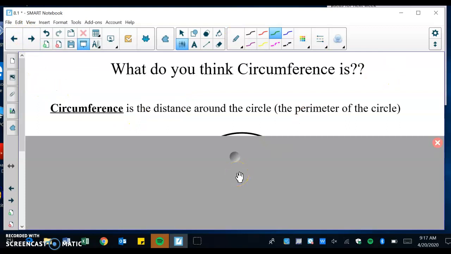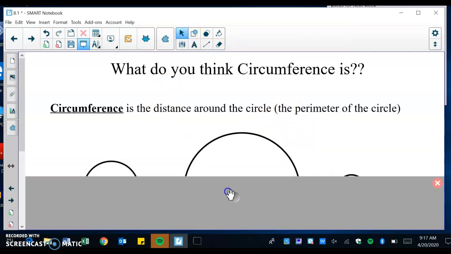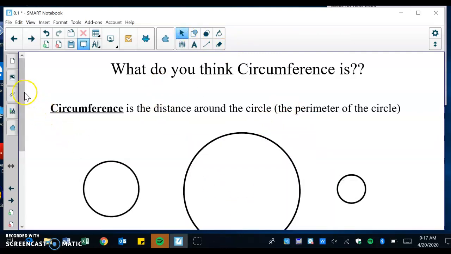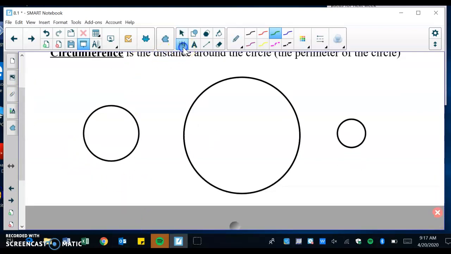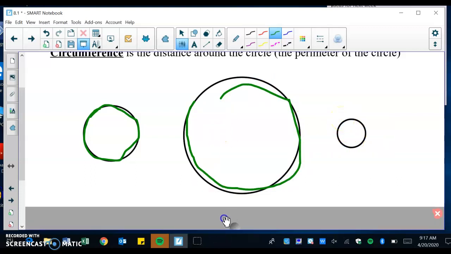Now we're talking about circumference, which is the distance around a circle, which is the perimeter. We're going to have big circles and little circles right here. It's all the same. You're going to have a distance around the circle. Some are just going to have bigger answers, so bigger distances. In order to find the circumference, you're going to need to know radius and diameter, and the difference between the two.